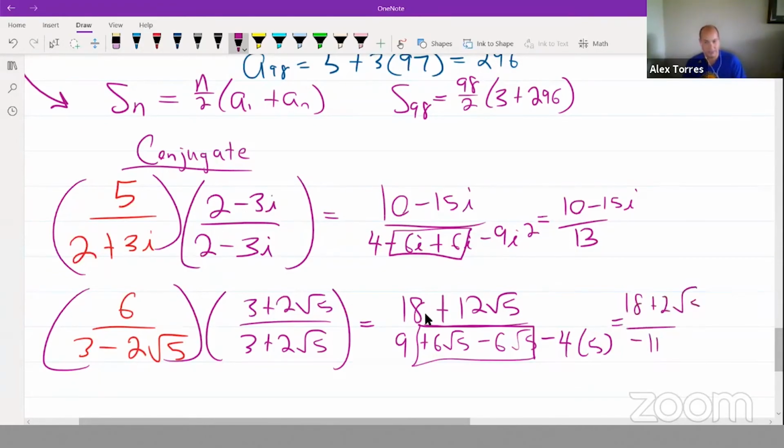18 plus 2 root 5 over -11, and that would be how you would use the conjugate to solve when you have an unwieldy binomial denominator.